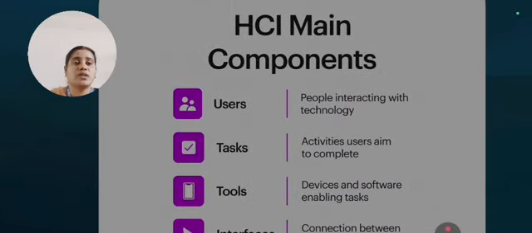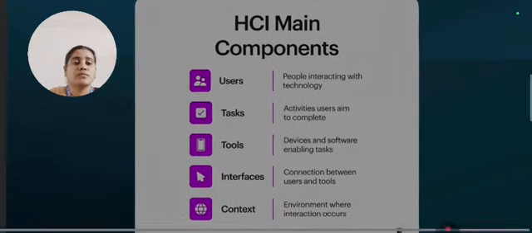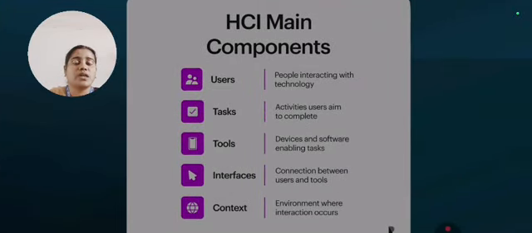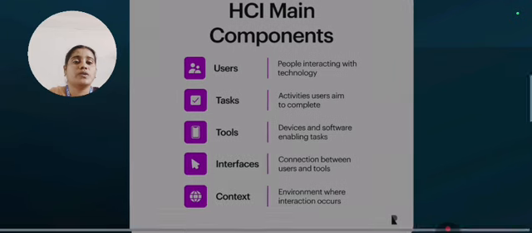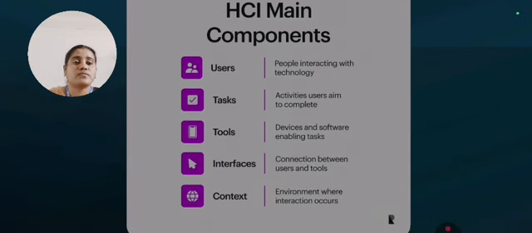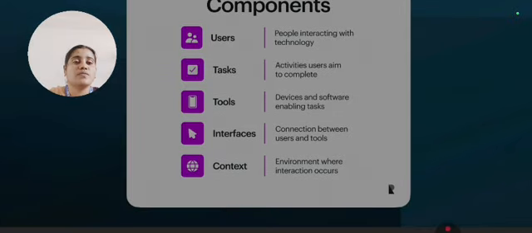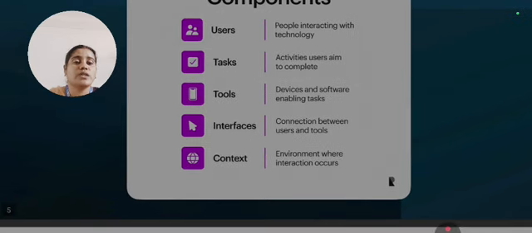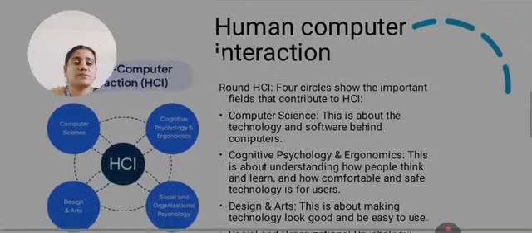Next one is the HCI main components. These are all the main components of HCI. First, users. Users interact with technology. Next one is task, activities users aim to complete. Third one is tools, devices and software enabling the task. Fourth one is interfaces. It provides the connection between users and tools. Fifth one is context, which is the environment where interactions occur.